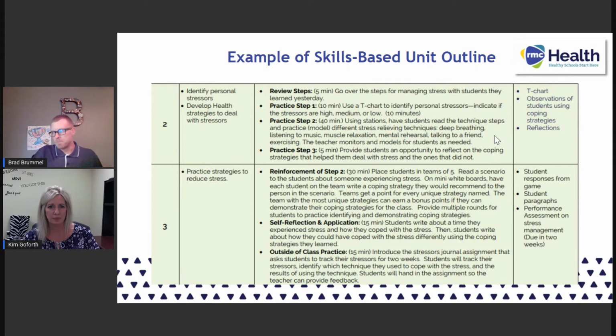And in Kim's example, it's helping them identify the personal stressor, and then they're self-reflecting on that stressor on which level it is. And so again, it's just providing them that practice opportunity.